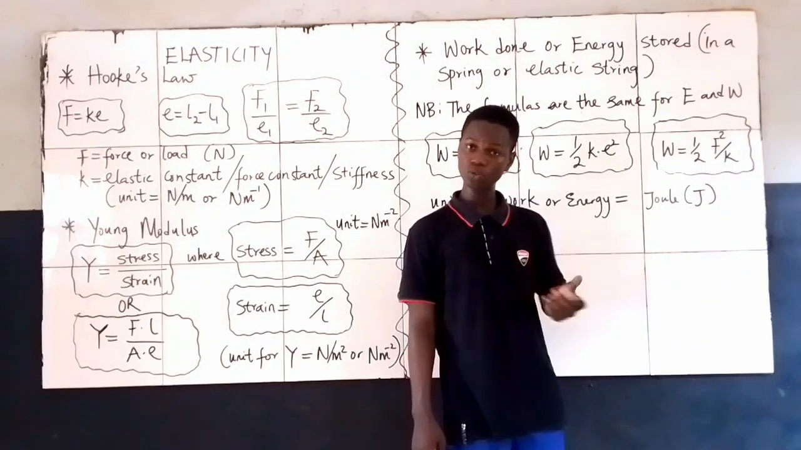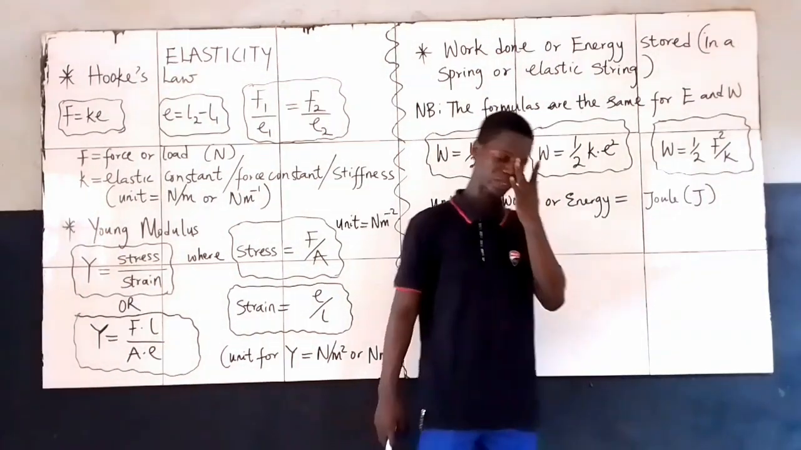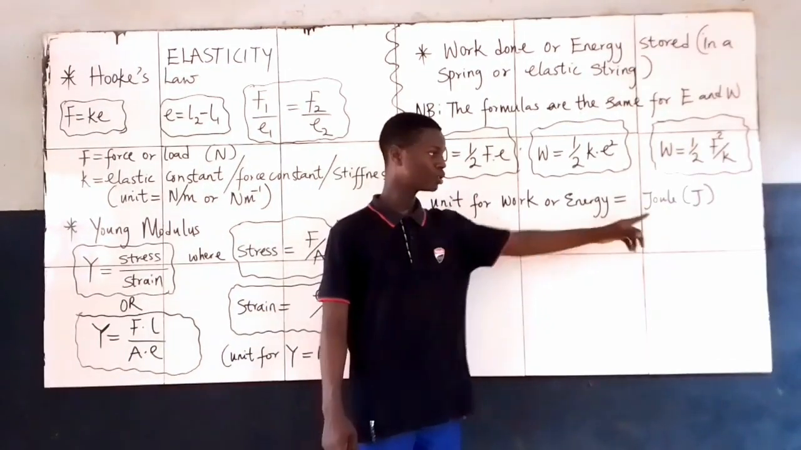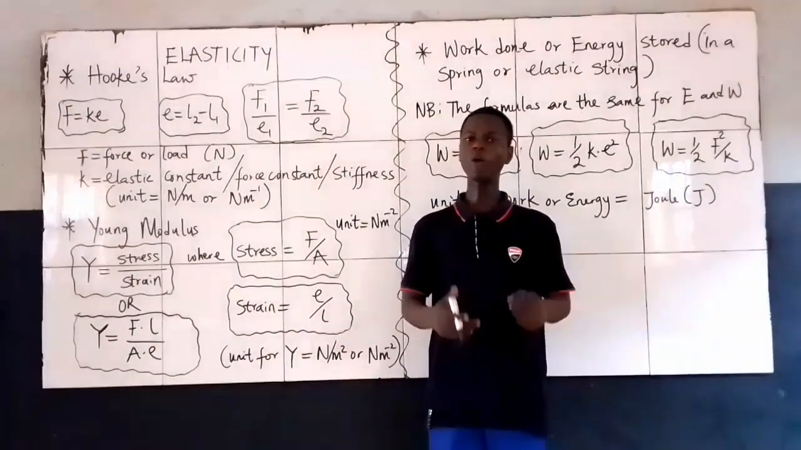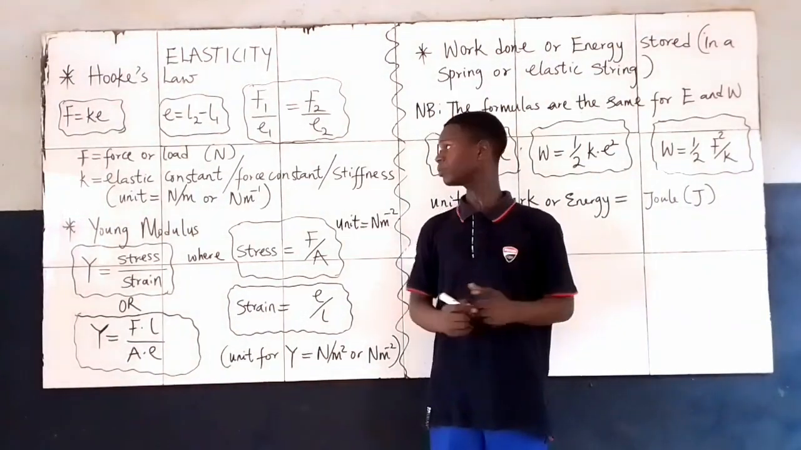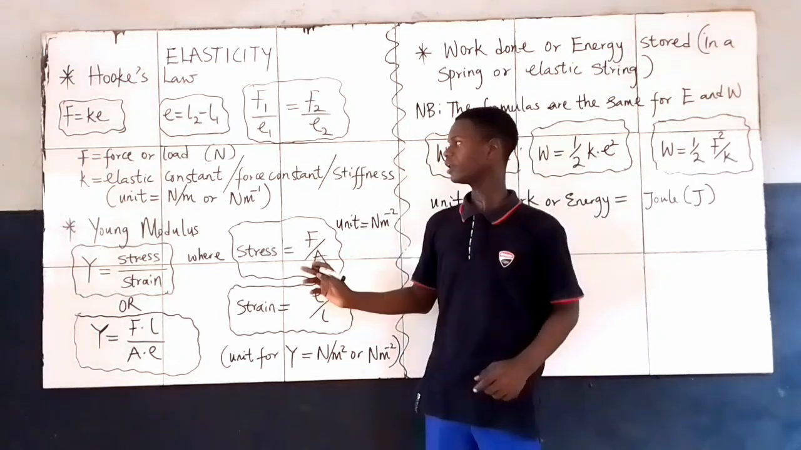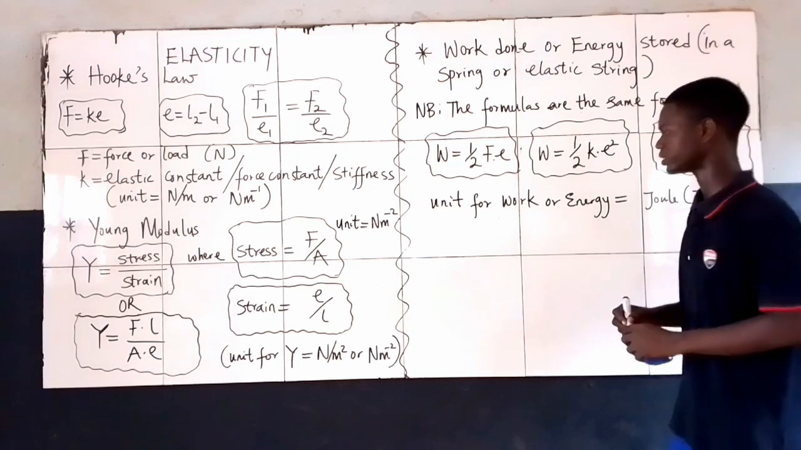F is force or load, and K is what? Elastic constant, force constant, or what? Stiffness. Now, lastly, the unit for work or energy, we all know it to be what? Joule, symbolized as what? J. Now we know this. Before we start taking questions, there's something important I would like to add under Hooke's law. Okay? So I will be writing it here, so you can actually see what I have to tell you guys.